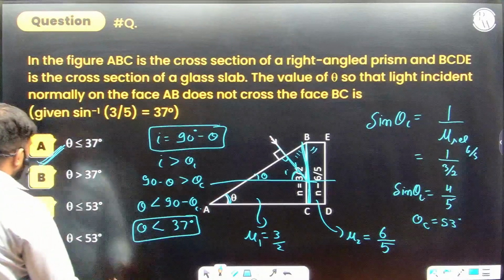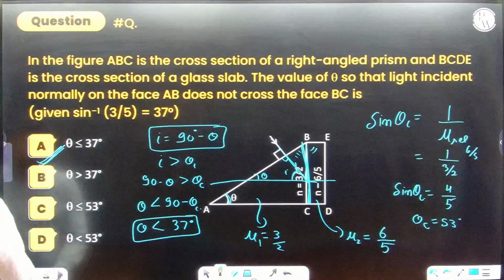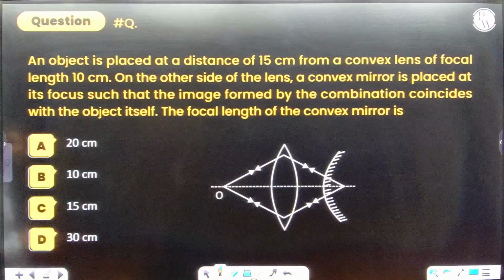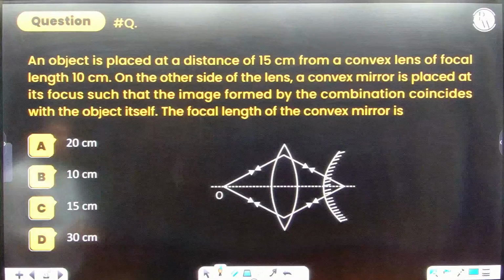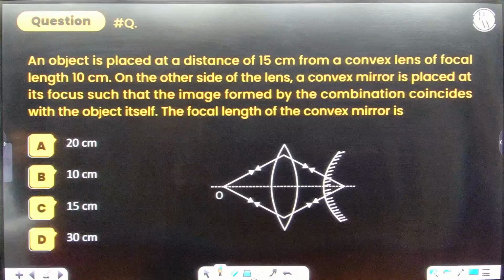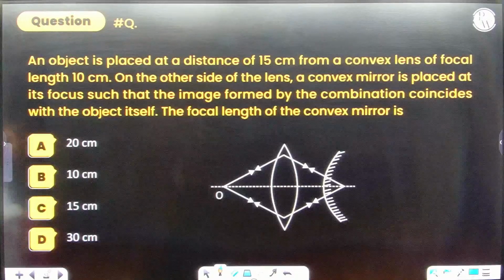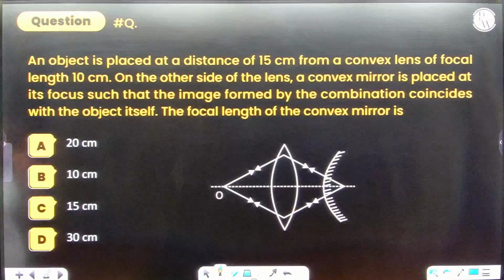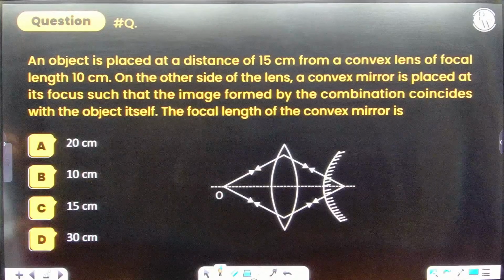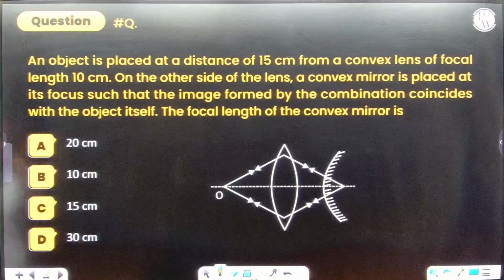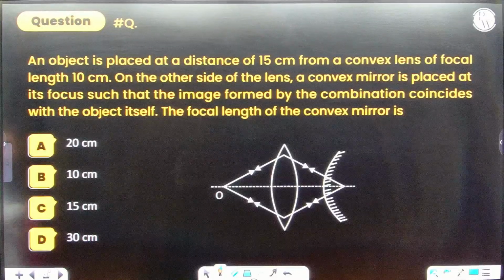Okay. Let's move on to the next problem. They are saying that an object is placed at a distance of 15 centimeters from the convex lens, focal length 10 centimeters. On the other side of the lens, a convex mirror is placed such that the image formed by the combination coincides with the object itself. Okay. Focal length of the mirror is?